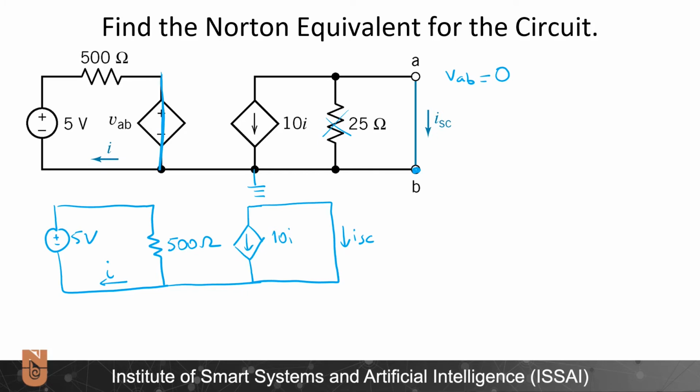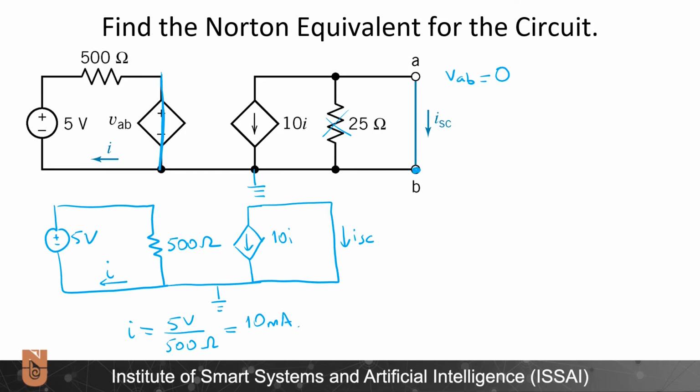Now this left side of the circuit is independent of the right side. So I have 5 volts and 500 ohms. Simply I will be equal to 5 volts over 500 ohms, and this will be equal to 10 milliamperes.